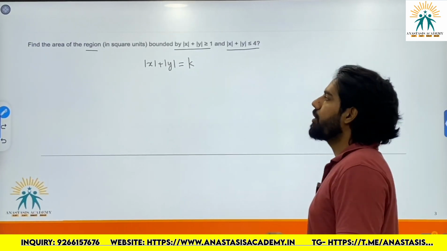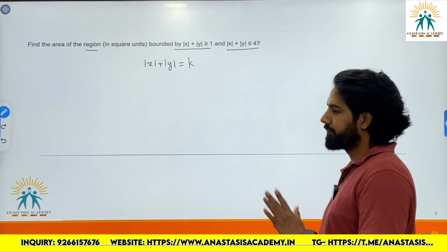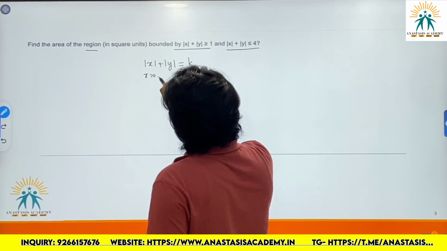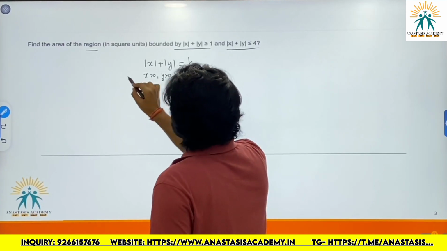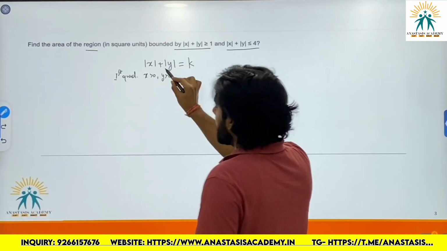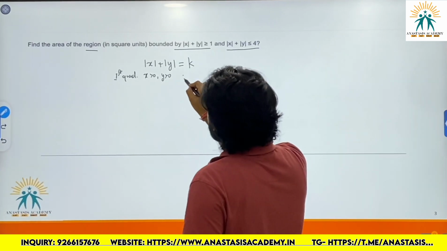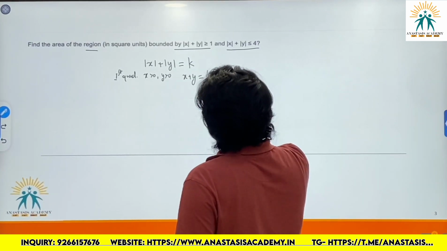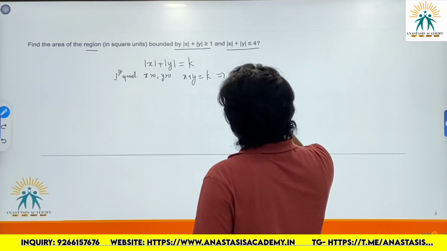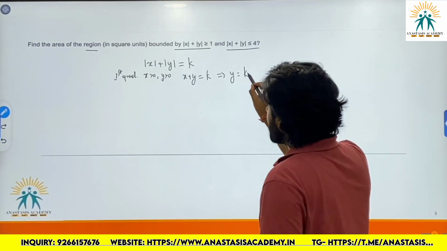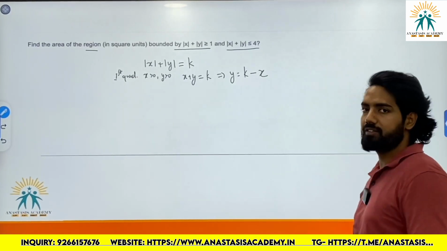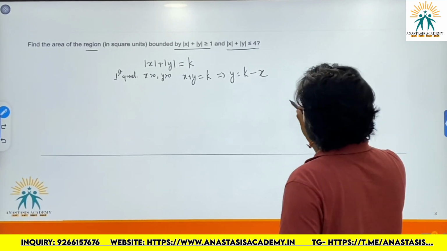Mod x plus mod y is equal to k. For the region where x is positive and y is positive, this is the first quadrant. In the first quadrant, this curve is nothing but a straight line having y-intercept as k and having negative slope of 1.